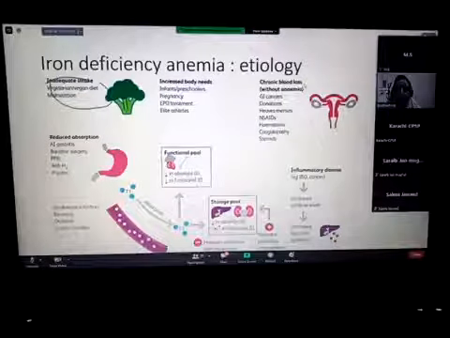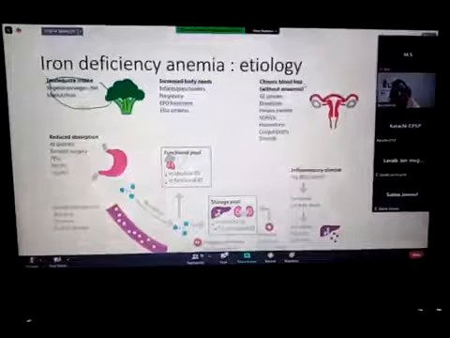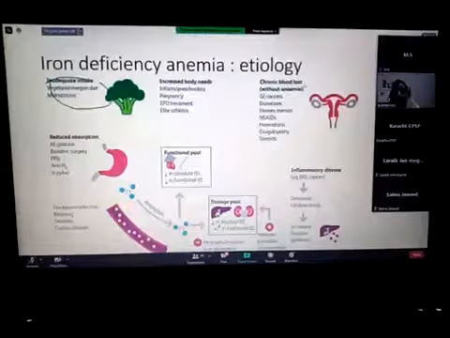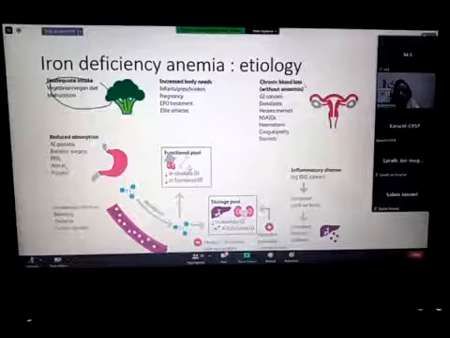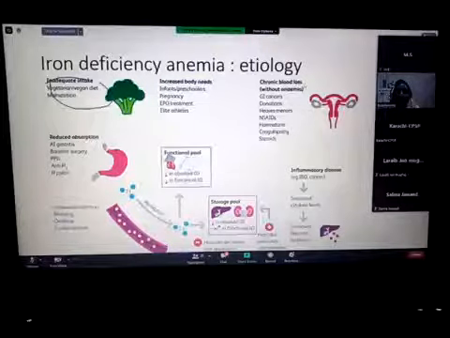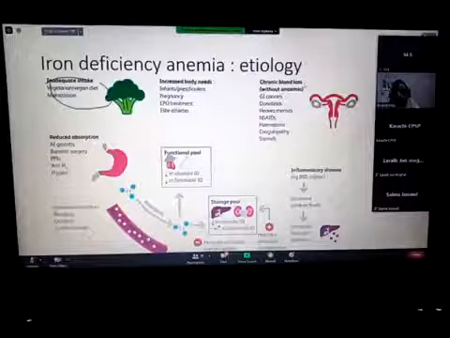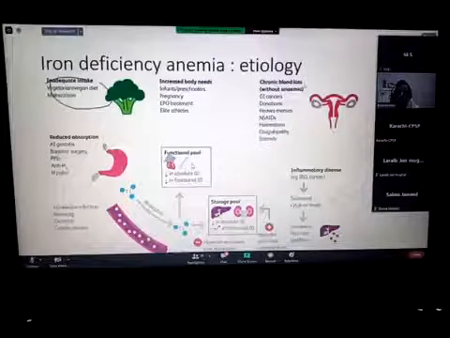And one thing which I told you before is that iron is present in the storage form, which is present in the liver and other organs, and then there's functional iron, which is in the form of hemoglobin and various enzymes. So when there is a deficiency of iron, it is the storage pool that goes down first, followed by the functional pool.